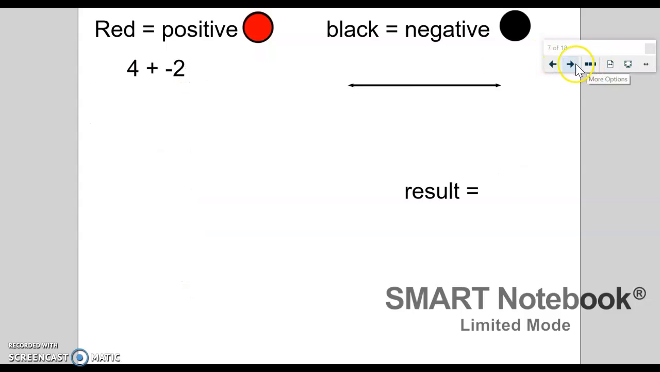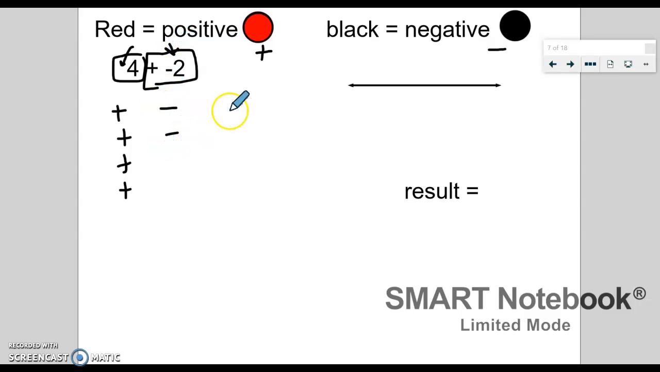Alright, our next example. Again, at any time I encourage you to pause and try any of these examples on your own. So we have 4 plus negative 2. Again, I'm going to do plus signs for positive and negative signs for negative. So 4 right here is a positive 4 because there's no sign to the left of it. So I'm going to do 4 plus signs. And then plus a negative 2. I'm adding negative 2's to that, so 2 negative signs. 1, 2 negative signs.